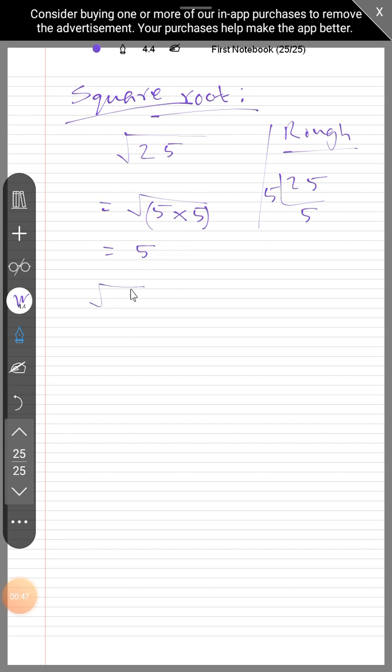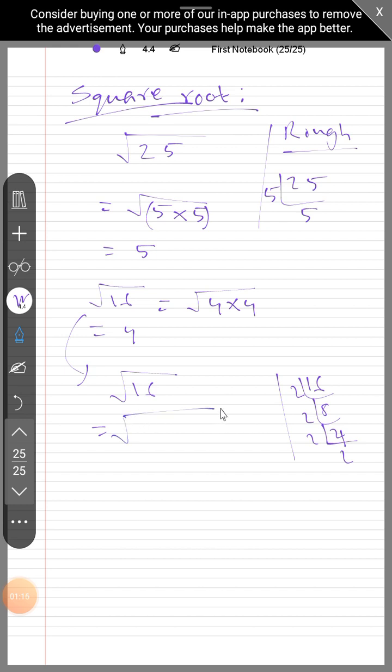Similarly, if it is 16, we know the answer is 4, but the reason is 16 can be written as 4 times 4, or in another way we can figure it out. For the perfect square 16, the prime factors are, by dividing by 2 every time, four 2's. So we can write 2 times 2 times 2 times 2.